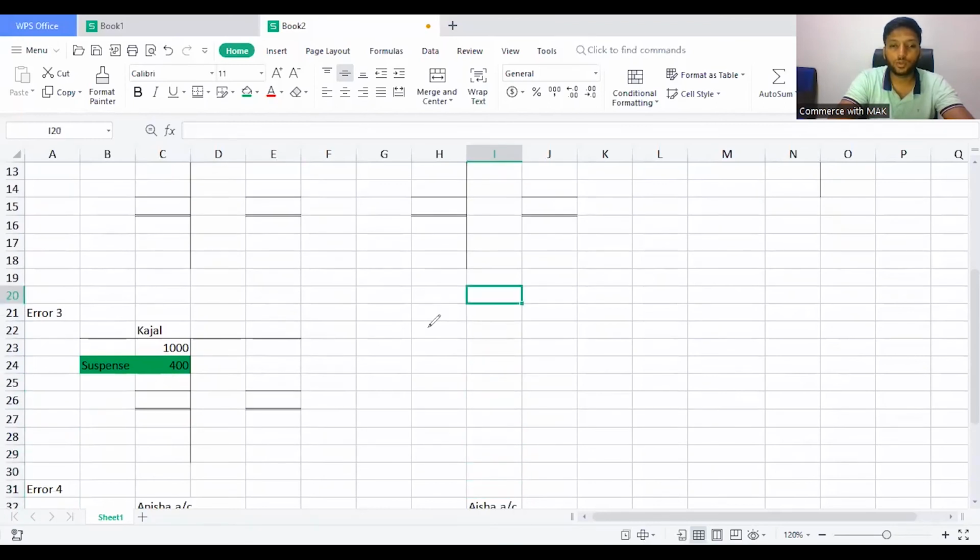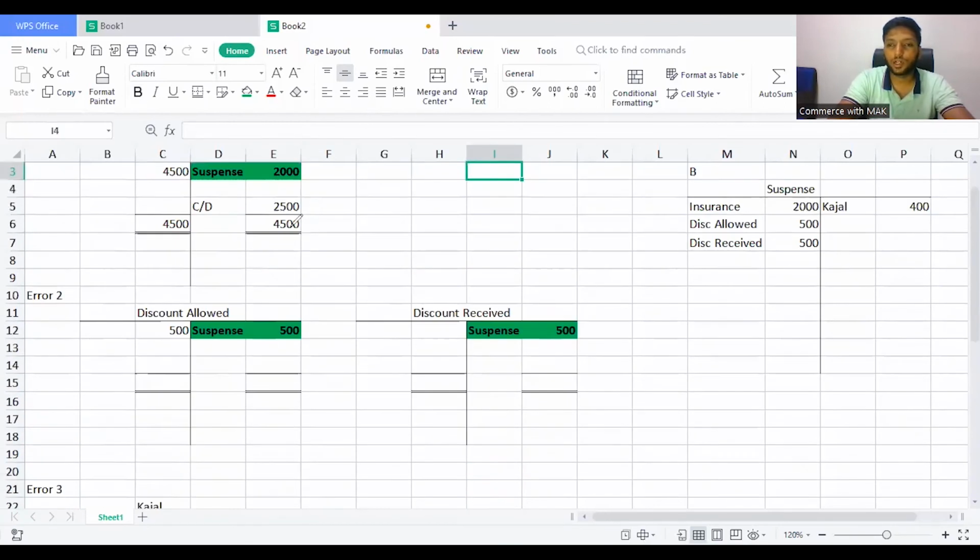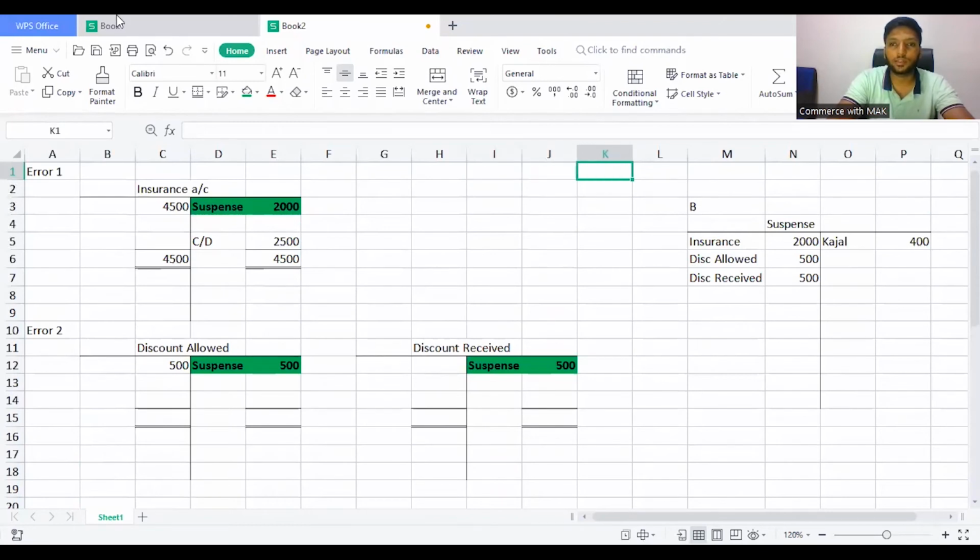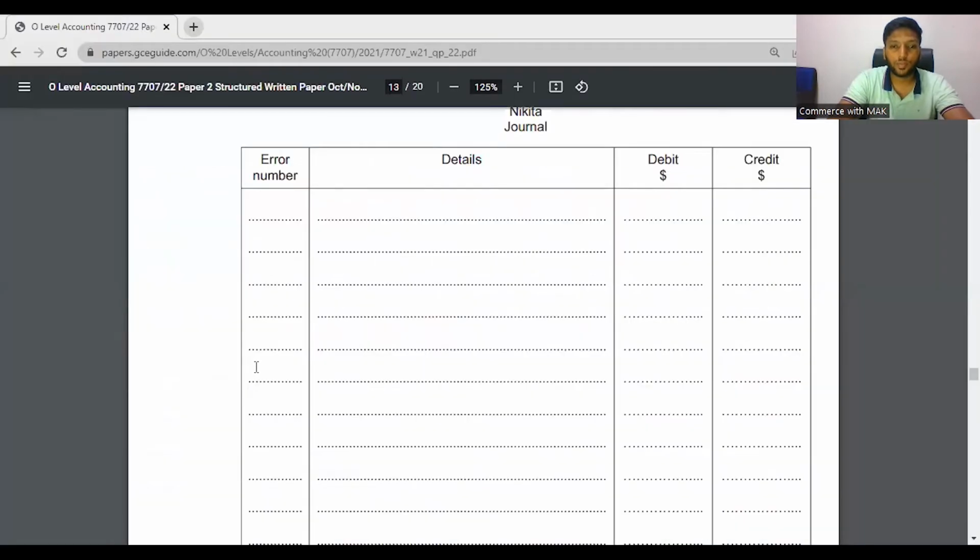Kajal is the error 3. So Kajal account got debit, suspense account got credit. That's the third transaction. So you are going to write the error 3 as Kajal account debit 400 and suspense account credit 400. So this is how you should write narration. Always keep some space when you're writing the credit entry near the debit entry. So this is the third one.